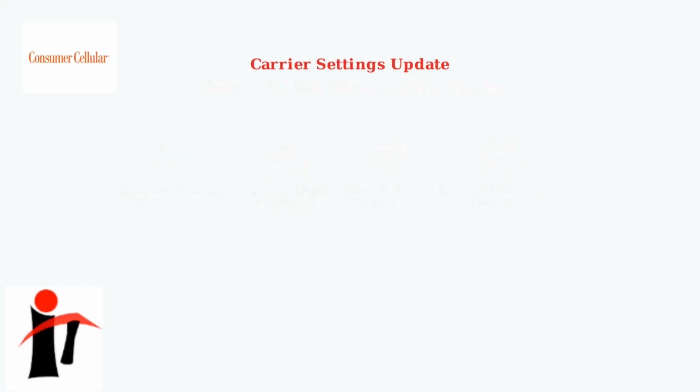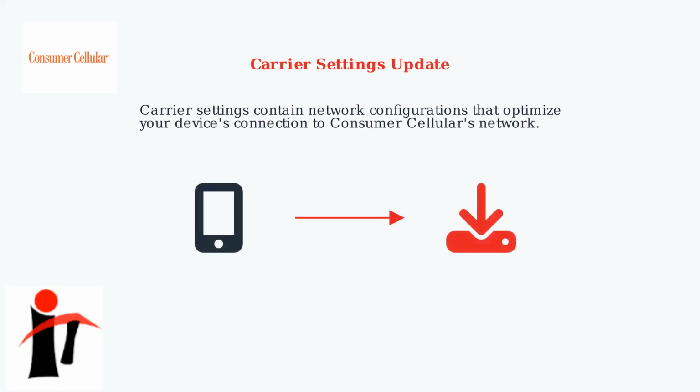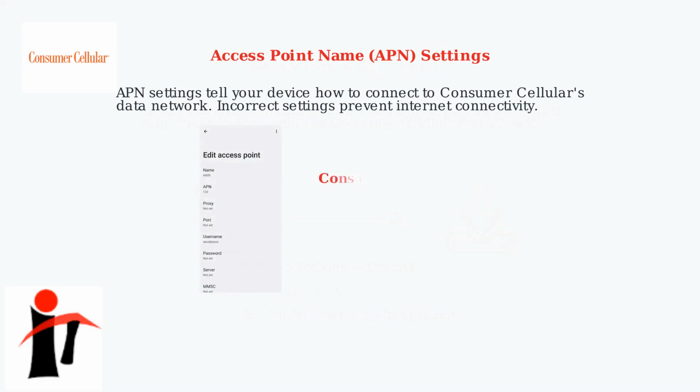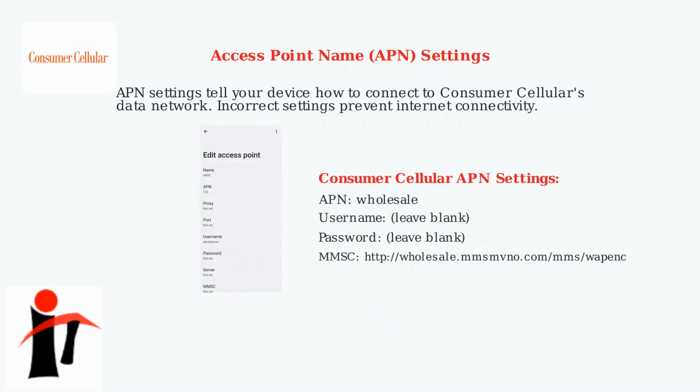The first advanced step is ensuring your device has the latest carrier settings. These settings contain crucial network parameters that Consumer Cellular updates regularly to improve service quality and compatibility. APN, or access point name, settings are critical for data connectivity. Consumer Cellular uses specific APN configurations that must be entered correctly. The primary APN is wholesale, with specific MMSC settings for multimedia messaging.